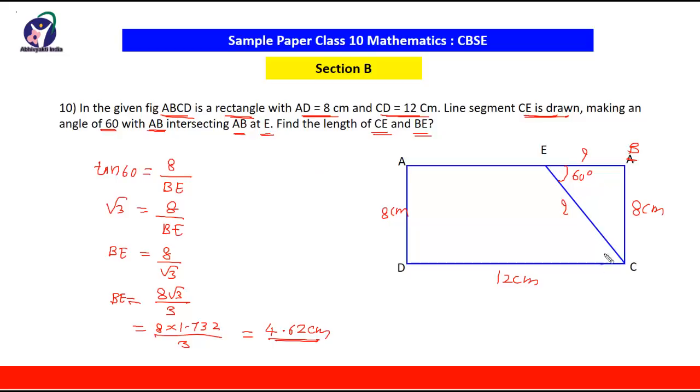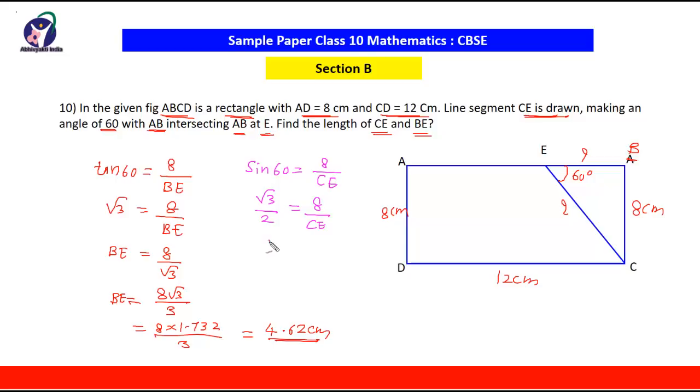Now we have to find CE distance. So we will take that sine 60 is equal to opposite side upon hypotenuse. So it will be sine 60, which is equal to opposite side, which is 8, upon hypotenuse, that we have to find. So it will be CE. Sine 60 is nothing but root 3 by 2, which is equal to 8 by CE.